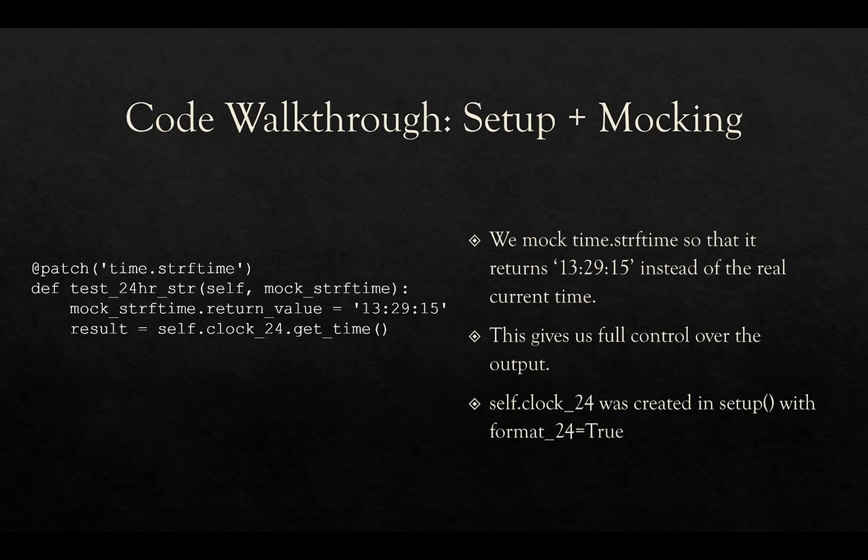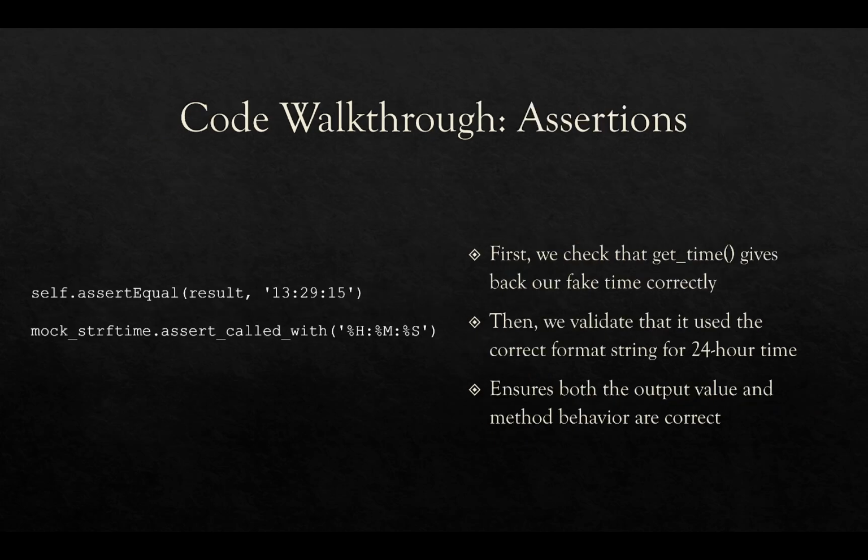First, we use the @patch time.strftime decorator to replace the normal strftime function with a mock version. Then we tell that mock to return 13:29:15 no matter what. This means we're not depending on the actual time on our machine, which makes the test repeatable and reliable. When we call self.clock24.getTime, it uses our fake time instead of the real one. So just to clarify, clock24 is the instance we created in the setup method with format24 equals True, so we're testing the right mode.